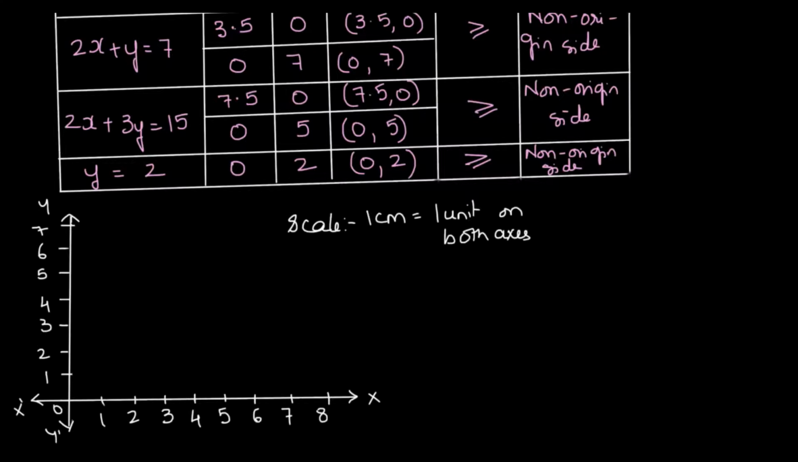Now plotting the points. The first set of points 3.5 comma 0. So 3.5 comes exactly between 3 and 4. So over here. And the second point is 0 comma 7 somewhere here. And thus we get this line.